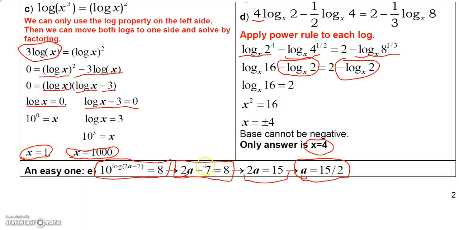And I've got one more section where I'll show you some applications of exponential and log equations, or exponential and log functions, that is. So we'll see that in the next section.